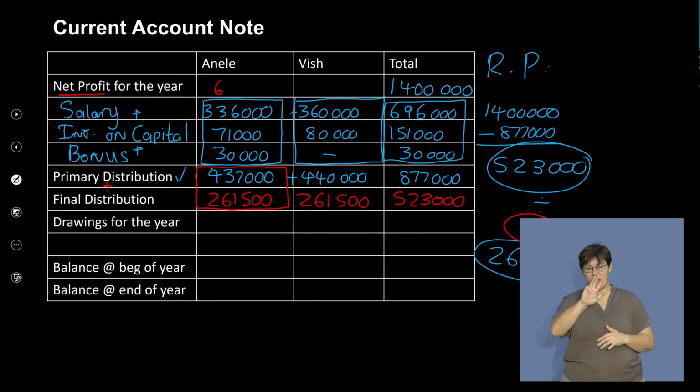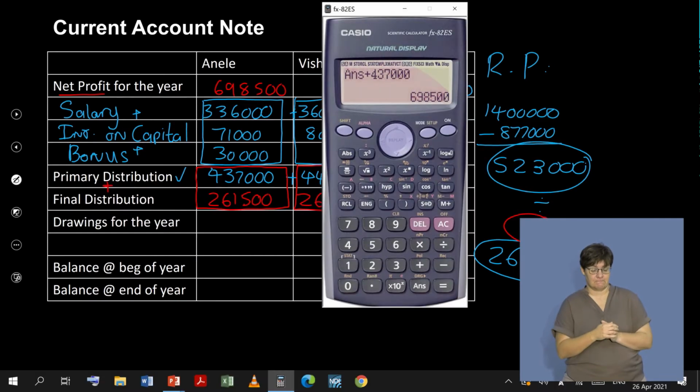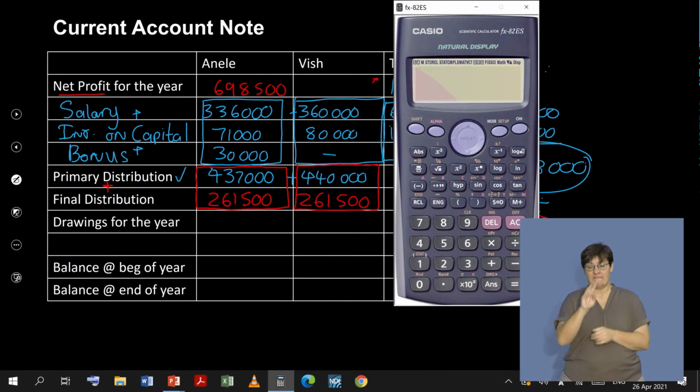Okay, so 698,500. Right, we're going to do the exact same for Vish. So his primary distribution plus final distribution will give us his share of net profit. So let's grab the calculator again. Okay, so let's clear that.